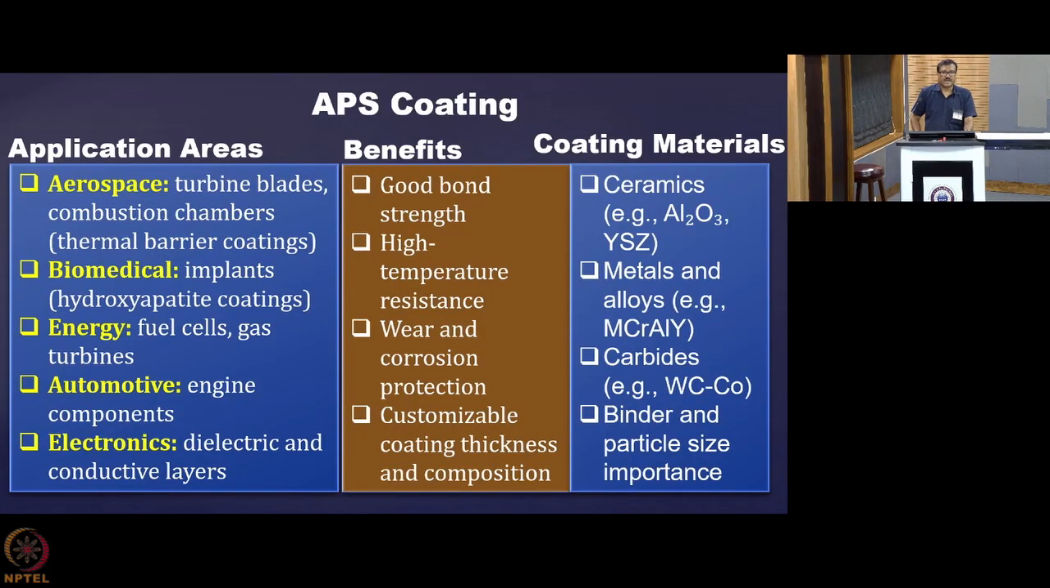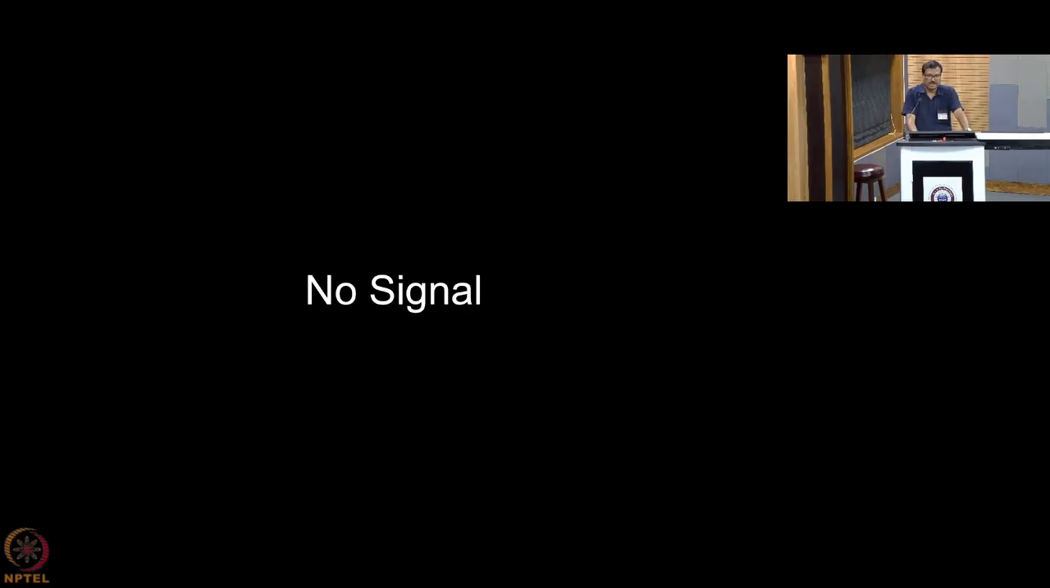So atmospheric pressure plasma spray coatings, usually called APS coatings, are used in many areas like aerospace, biomedical, energy sectors, automotive industries, and electronics. The benefits you get are good bond strength, high temperature resistance, wear and corrosion protection, and customizable coating thickness and composition.